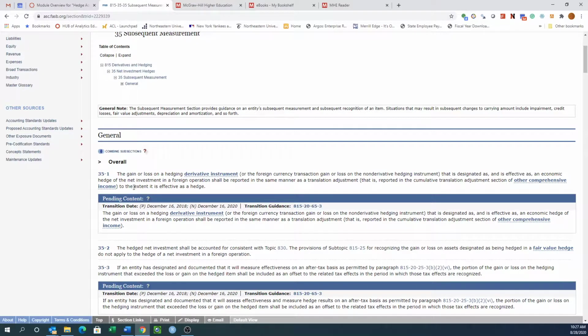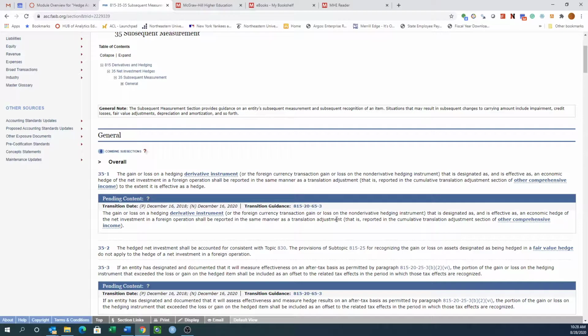Now, this language, to the extent that it is effective, is being replaced. This is the new literature, and it does not have this definition. If you take a look at the transitional information, that statement, to the extent that it's effective as a hedge, is now gone. It just says it will be treated as a translation adjustment.